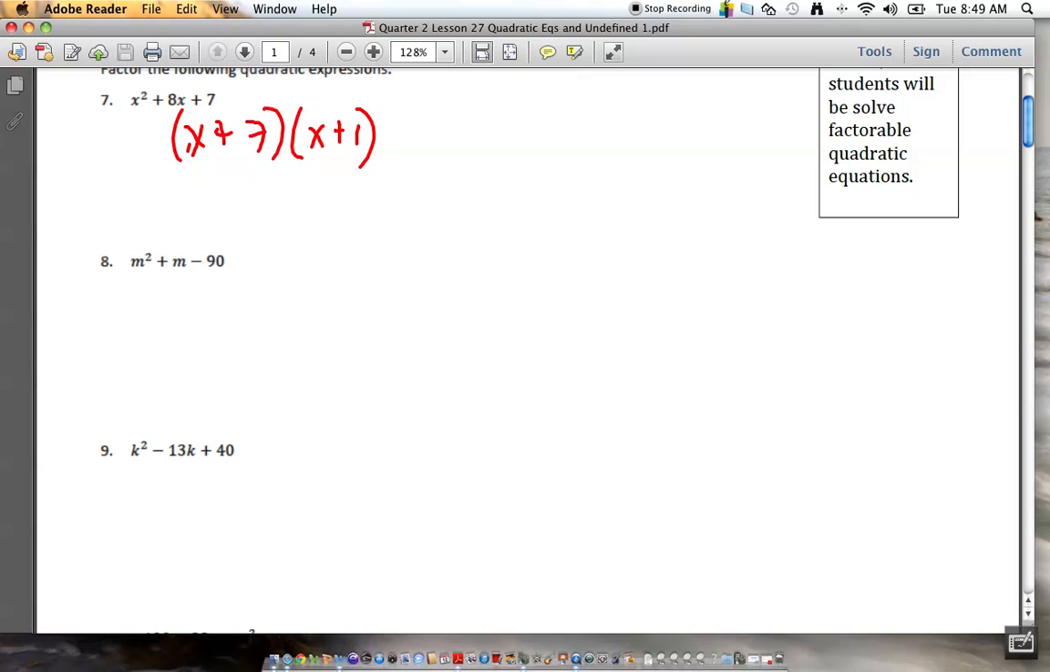M plus 10, so M minus 9. M minus 9 is correctamundo, as Fonzie would say.